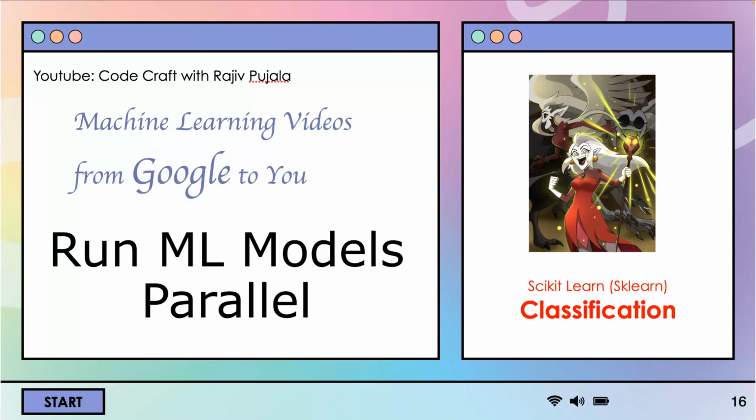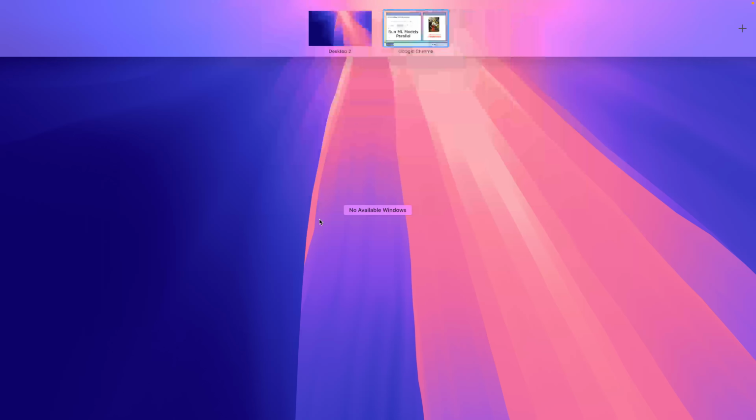I'm Raju Pujala. In this video, let's see how we can run multiple models in parallel. In the previous video, we saw how to run multiple models using a function, but this time we will see how to run them in parallel so that we can use our available CPU cores and RAM memory very effectively. So let's jump into the Colab.